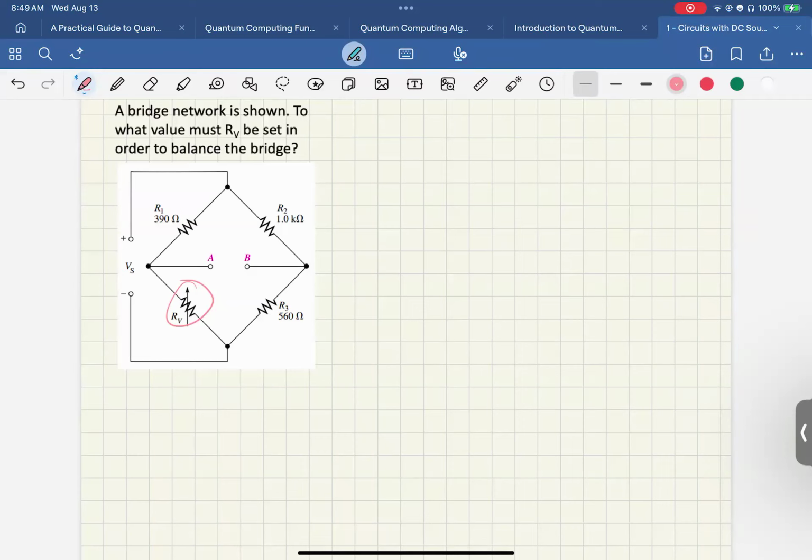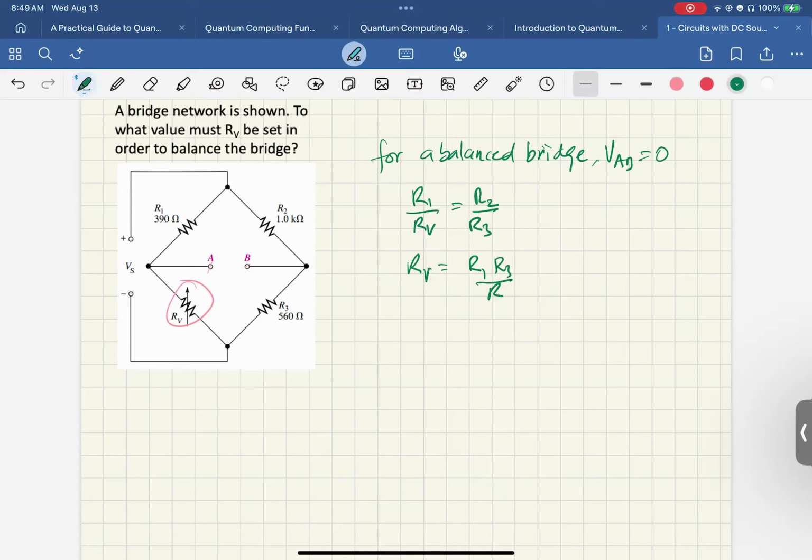You tweak it such that the output of the bridge is 0, to balance the bridge. For a bridge to be balanced, VAB must be equal to 0, which means that R1 over RV is equal to R2 over R3. So RV is equal to R1 times R3 over R2.